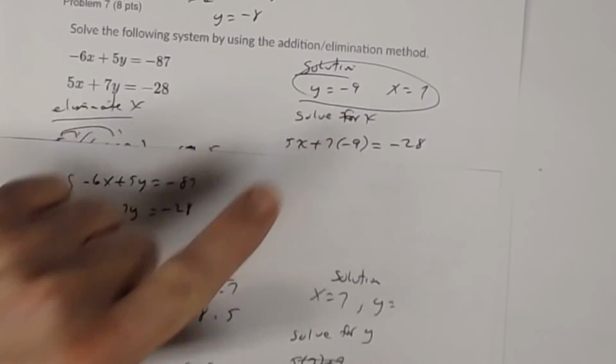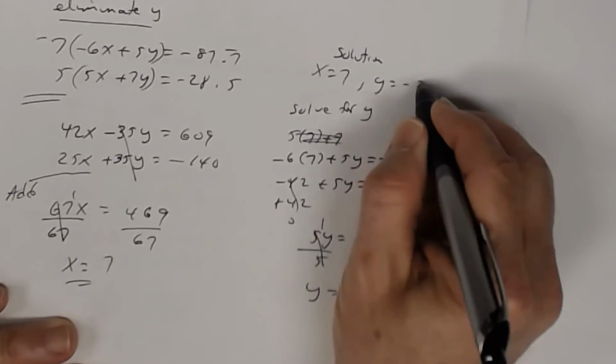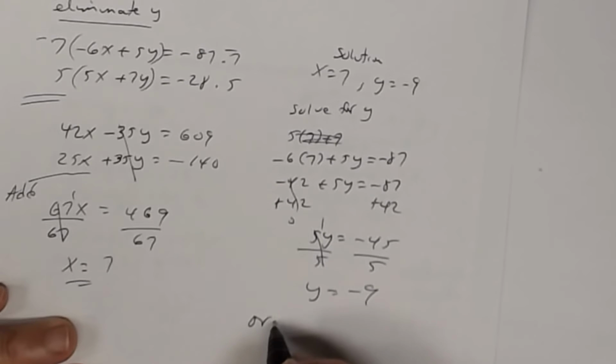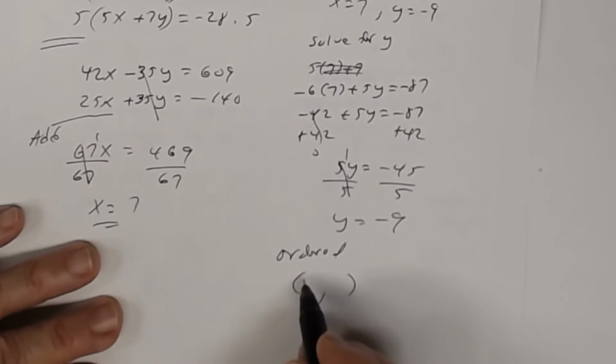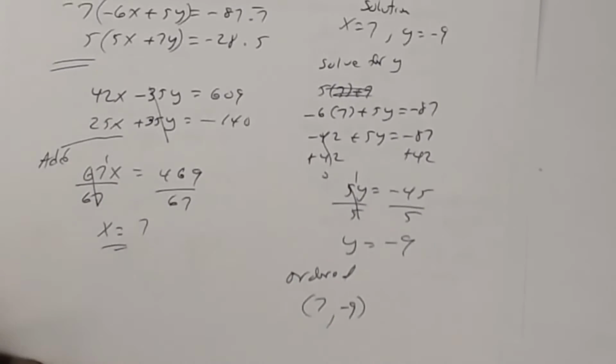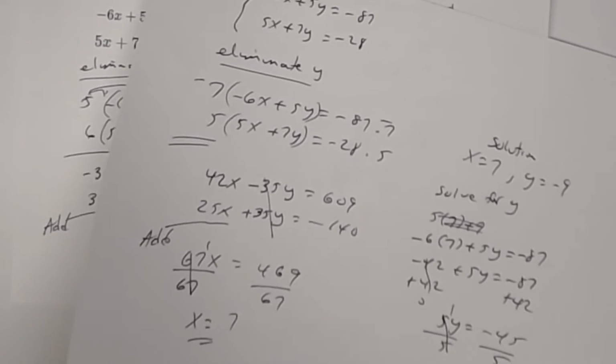Right here. Okay? And so y equals negative 9. As an ordered pair, just make sure the x-coordinate is listed first. So x is 7 and y is negative 9. All right, so that was number 7. Number 8, let's see what we have.